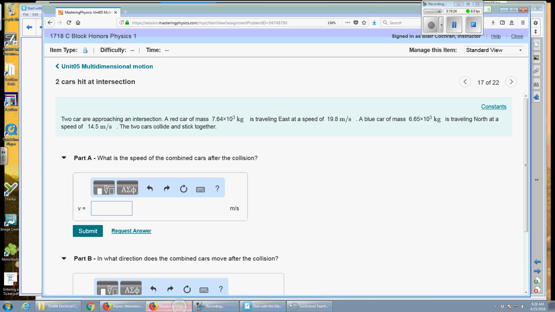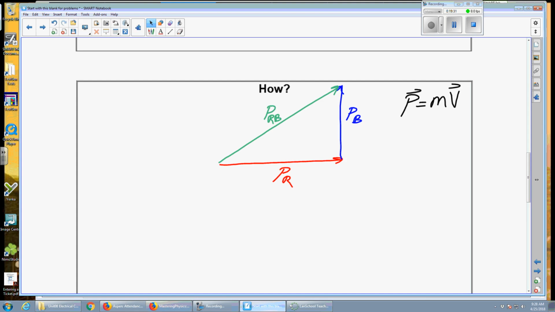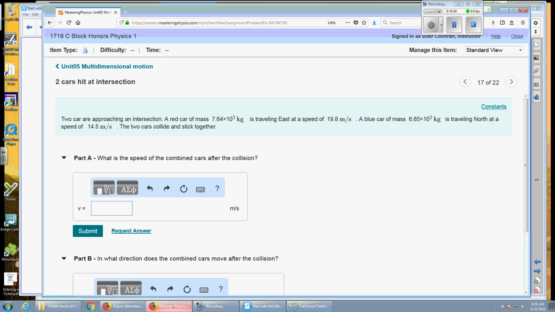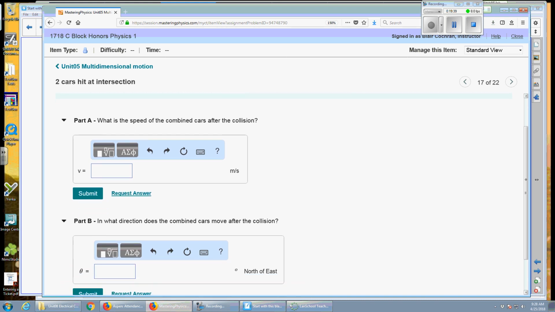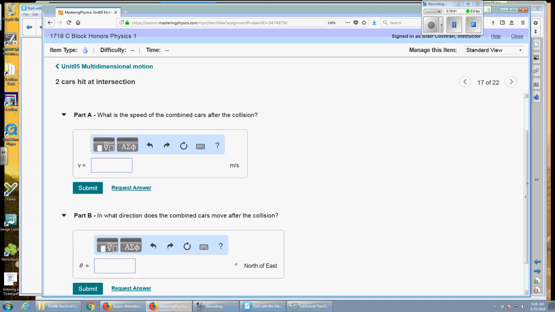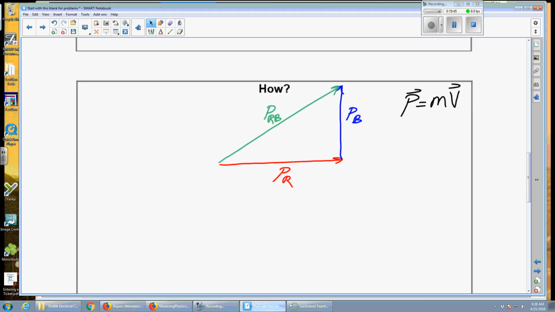Let's see what they want to know. What is the speed of the combined cars after collision? So they want to know the length of that green side. What direction does the combined cars move after the collision? And they want that in terms of north of east. So looking at my diagram, north of east, that angle would be theta right here. So I want the magnitude of the green and then the angle theta.